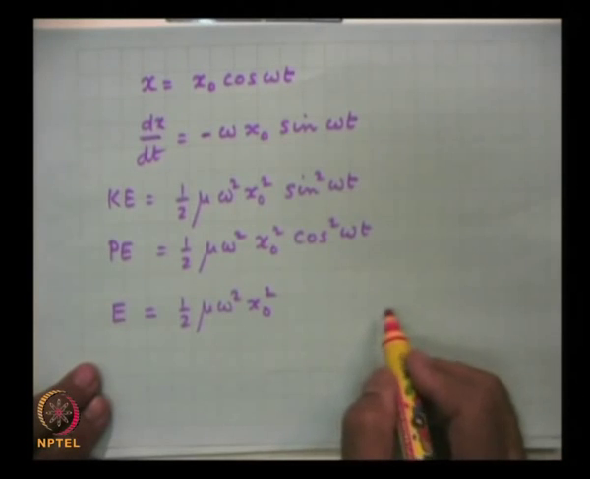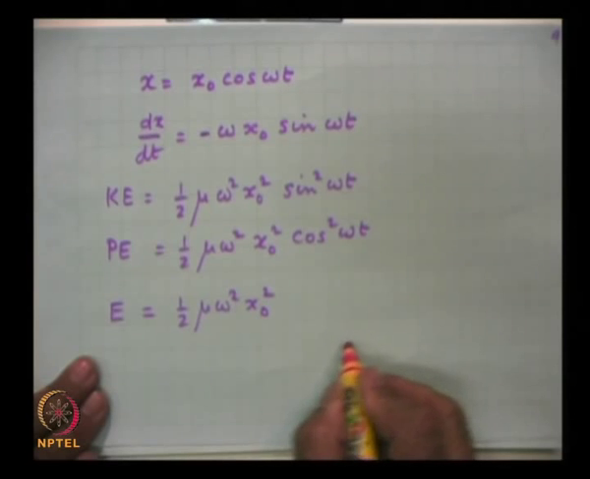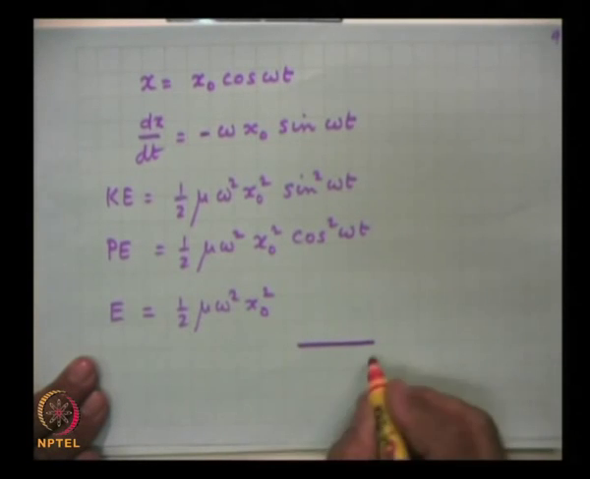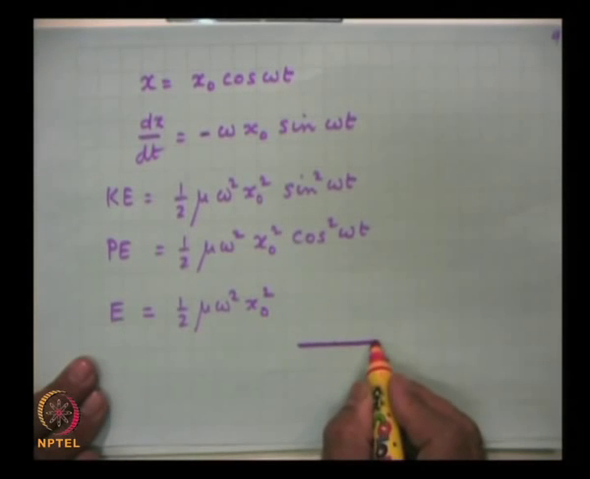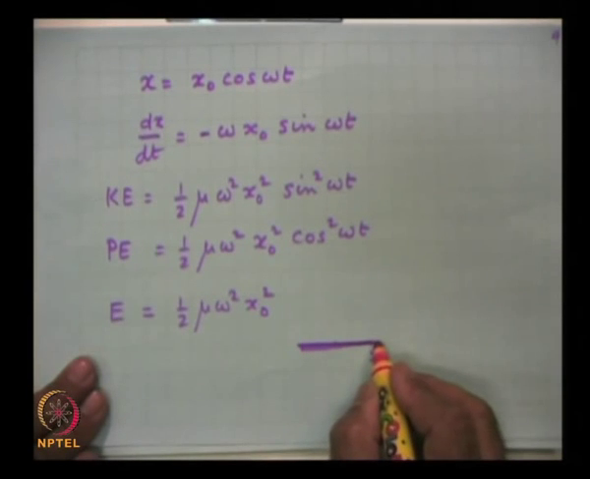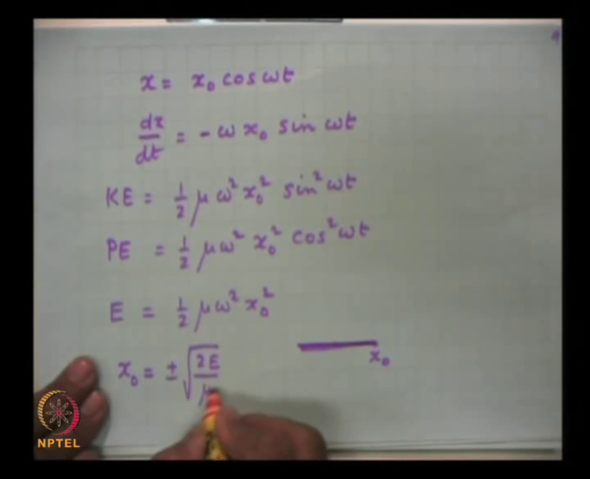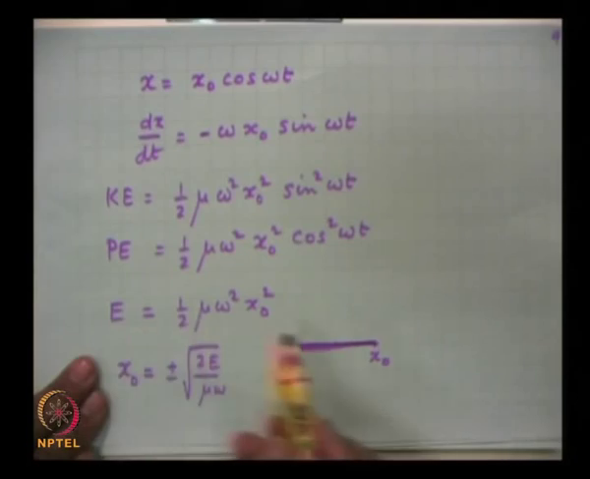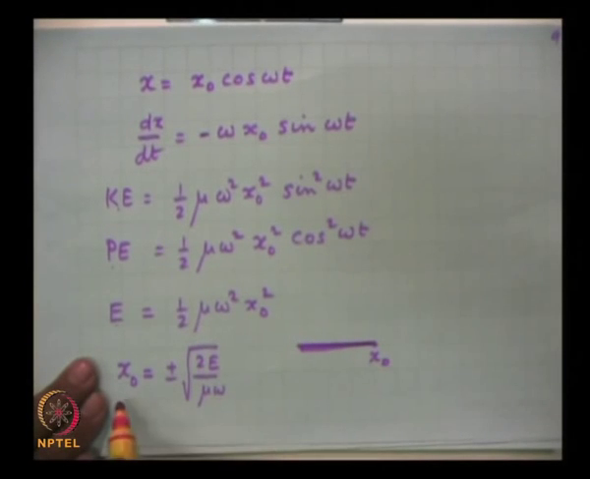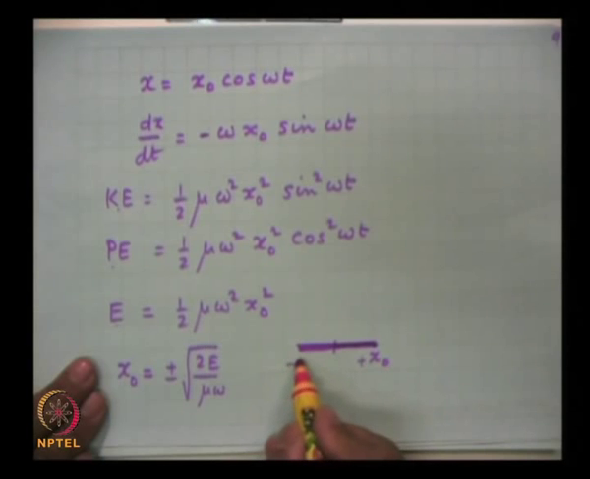As we all know, if a particle of mass mu is making a simple harmonic motion, then at the point x naught the kinetic energy is 0 and it turns back. So, this point x naught is equal to plus minus under root of 2E by mu omega square, where E is the total energy of the oscillator, which is independent of time. E is kinetic energy plus potential energy, and that is half mu omega square x naught square. So, x naught is the point where the kinetic energy is 0, the total energy is potential, and therefore it turns back. The points plus x naught and minus x naught are known as the turning points of the oscillator, where the kinetic energy becomes 0 and therefore the particle turns back.